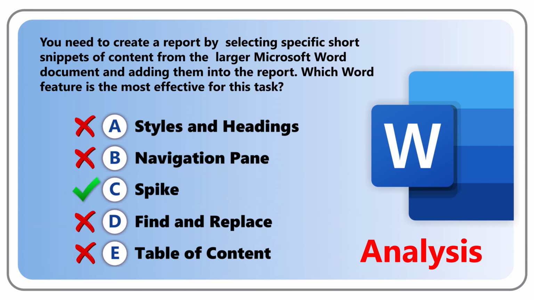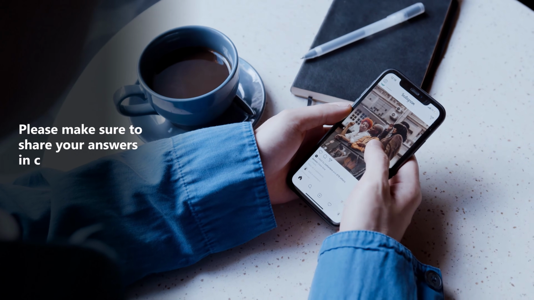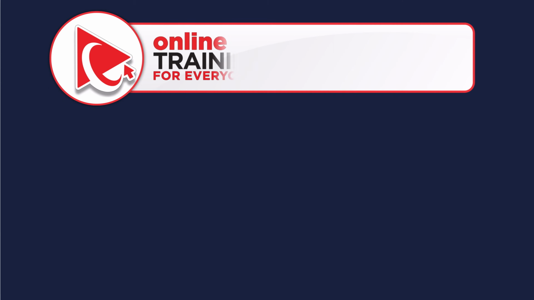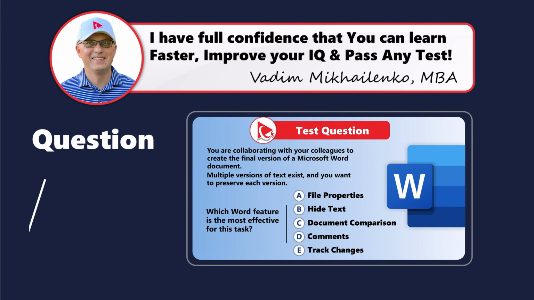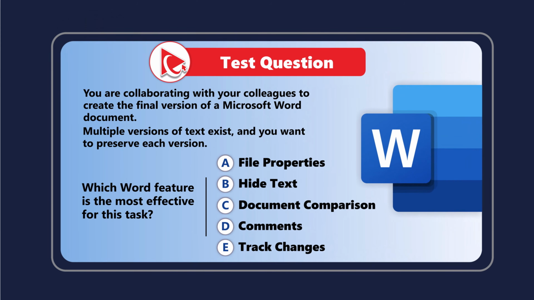So the correct answer here is choice C, using the spike feature of Microsoft Word. If you came up with a different or perhaps more efficient approach, feel free to drop it in comments so we can all learn. What's amazing about this question is that you will not just learn the answer, but you will also learn about new features of the application.